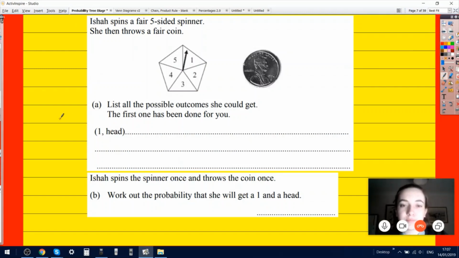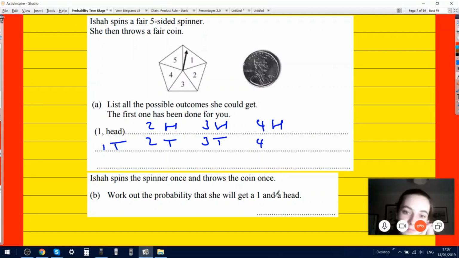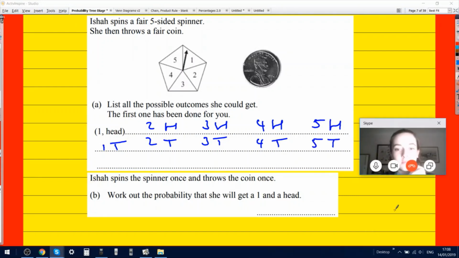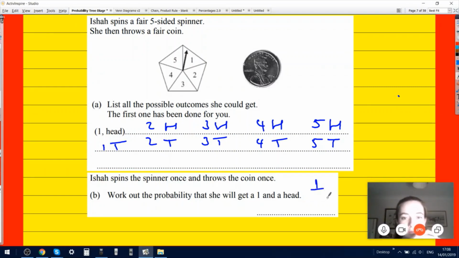Okay, how about this? 1 tails and 2 head and then 2 tails. And then 3 head and 3 tails, 4 head and 4 tails, and 5 head and 5 tails. And then part B. 1 out of 10. Yes, so basically there's 10 possibilities and one of them is 1 head, so it's 1 out of 10.